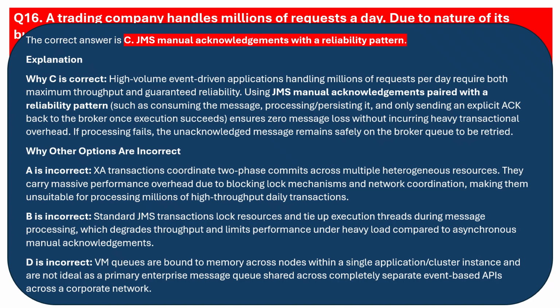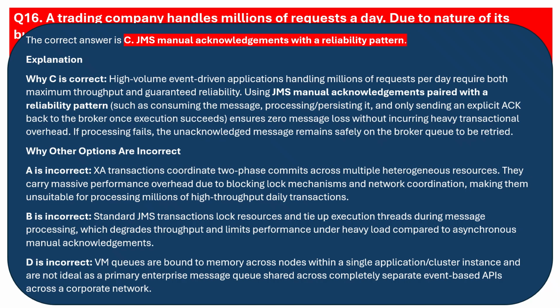The correct answer is C. JMS manual acknowledgments with a reliability pattern. Explanation. Why C is correct. High-volume event-driven applications handling millions of requests per day require both maximum throughput and guaranteed reliability.